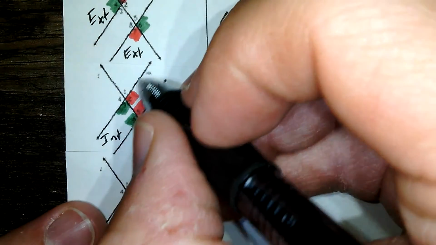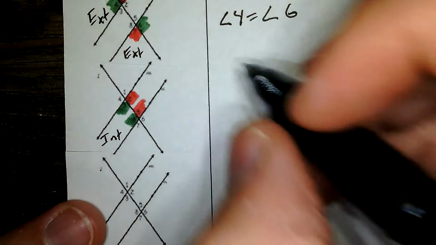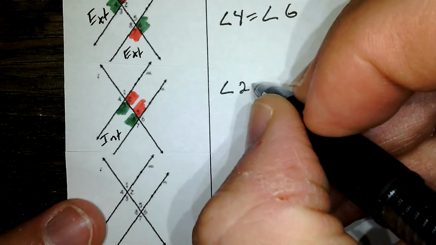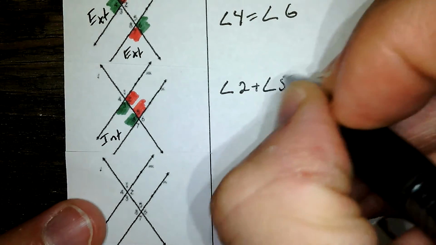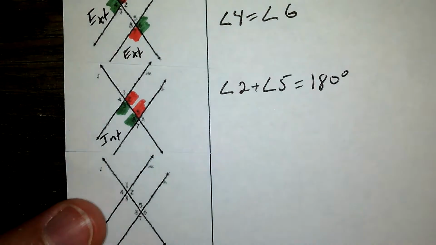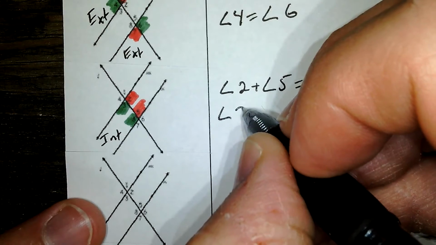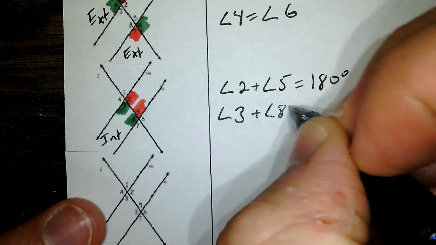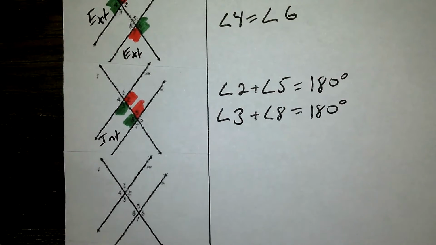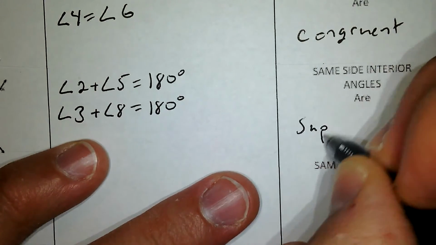Now if we notice, angle 2 and angle 5 are not the same angle. They don't have the same measurement. But we do call these supplementary angles. So if I were to take angle 2 and add it to angle 5, it would be equal to 180 degrees. Same thing with angle 3. If I take angle 3 and add it to angle 8, it's going to be equal to 180 degrees. Making same side interior angles supplementary.